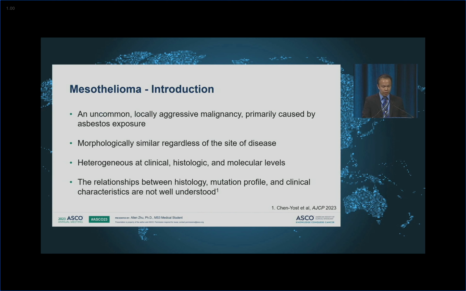To start off, for a pathologist, mesothelioma is morphologically similar regardless of the site of disease. Despite its uniform appearance, it is known to be heterogeneous at the clinical, histologic, and molecular levels. And while there are many ways to evaluate mesothelioma, the relationships between histology, mutation profile, and clinical characteristics are not all that well understood.